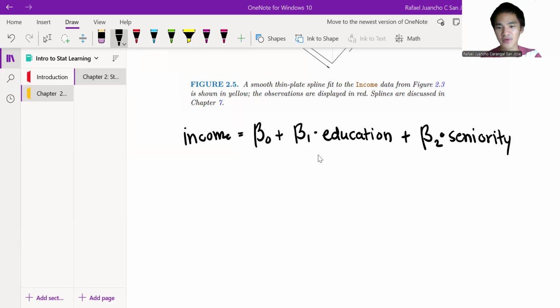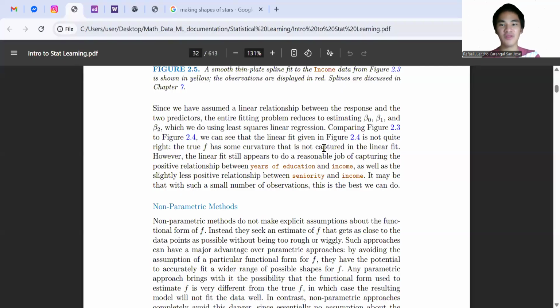Cool. Okay, let me go back. So now we have assumed a linear relationship between the response as well as its two predictors. The entire fitting problem reduces to estimating B0, B1 and B2. We're going to estimate these three numbers using least squares linear regression. Now, what in the world is that? Well, we're going to see that later in a bit.